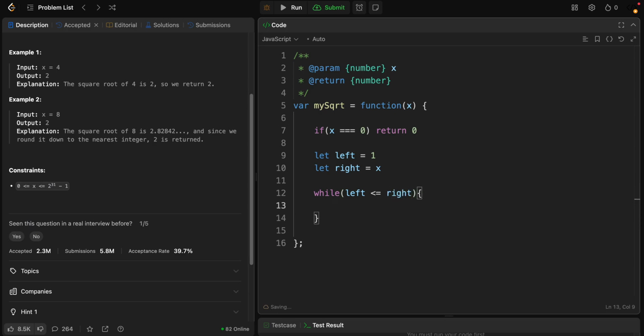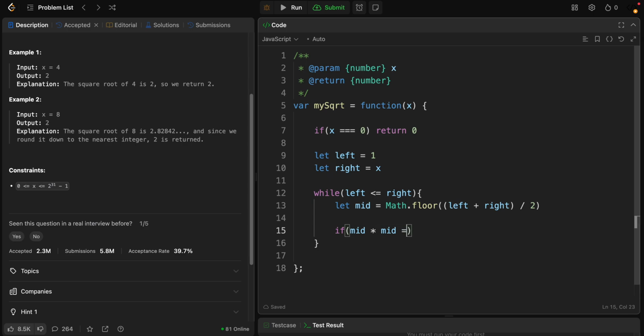And I would say let mid equal Math.floor of left plus right divided by 2, and I'll say if mid multiplied by mid equals x, which is the case that we talked about, we return mid.